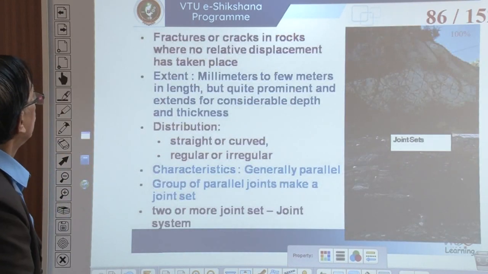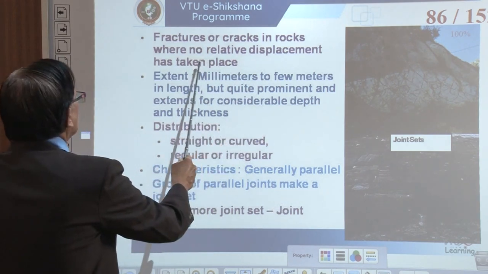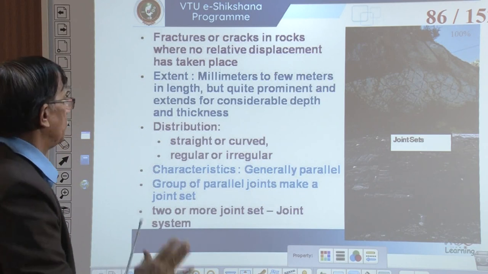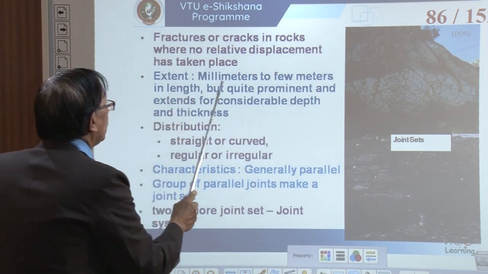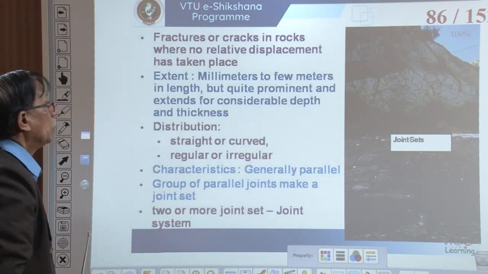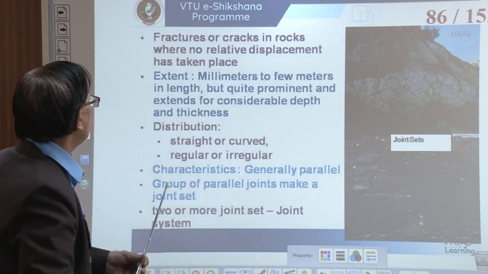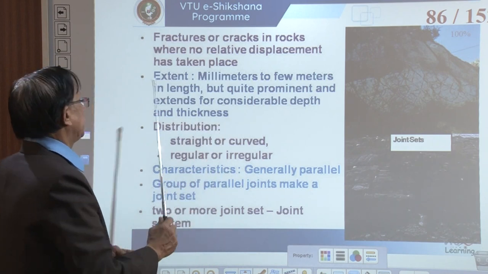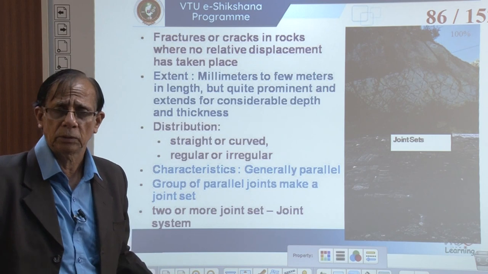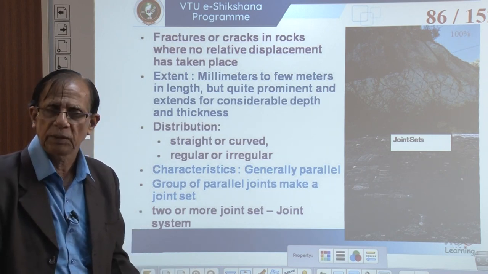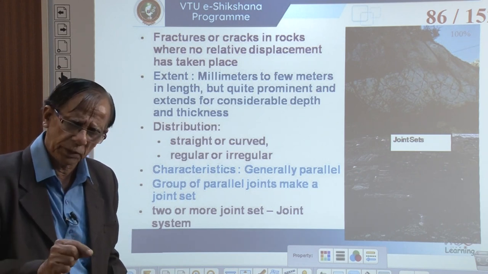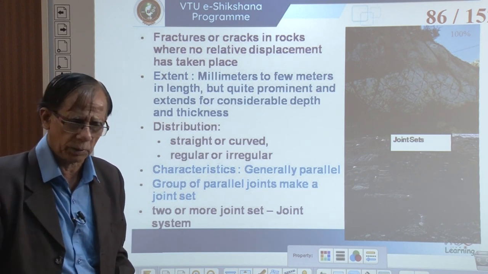Now, fractures or cracks in rocks where no relative displacement has taken place, that we know. The extent of this may be millimeter to few meter in length, but quite prominent and extend for considerable depth and thickness. In the sense, their length cannot be hundreds of kilometers together, of course, not like faults. Maximum say 100 meter, but few centimeter to meter is common.